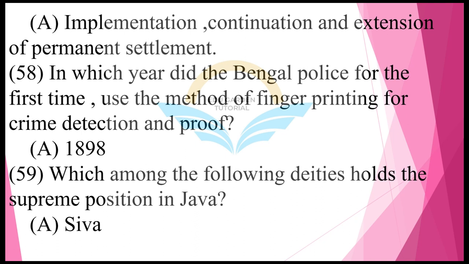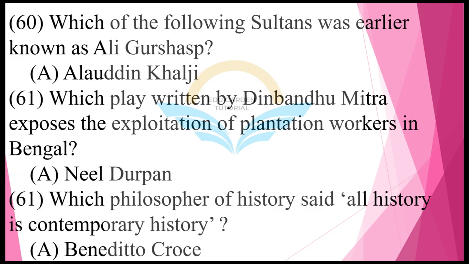Question number 60. Which of the following sultans was earlier known as Ali Gurshas? Answer is Alauddin Khalji. Next one. Which play written by Dhinbandhu Mitra exposes the exploitation of plantation workers in Bengal? Answer is Neel Darpan.